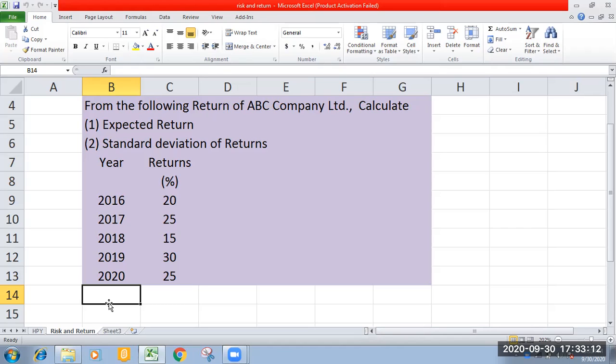Today, in this tutorial, I am going to explain how to calculate expected return and risk. The measurement for risk is standard deviation. So, in this particular numerical question, practical problem, ABC Company Limited's returns over the past 5 years are given.